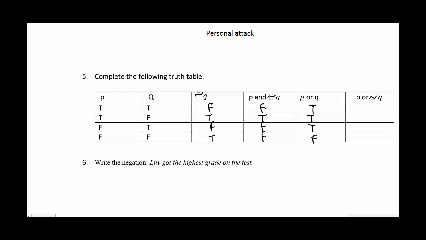And then lastly, P or not Q. So this time I'm looking at the P column and the not Q column. And I'm looking for any T I can find. So I see one T and F, T and T, so I got one there. F and F, and F and T, so there's a T there. Okay, so there you go.